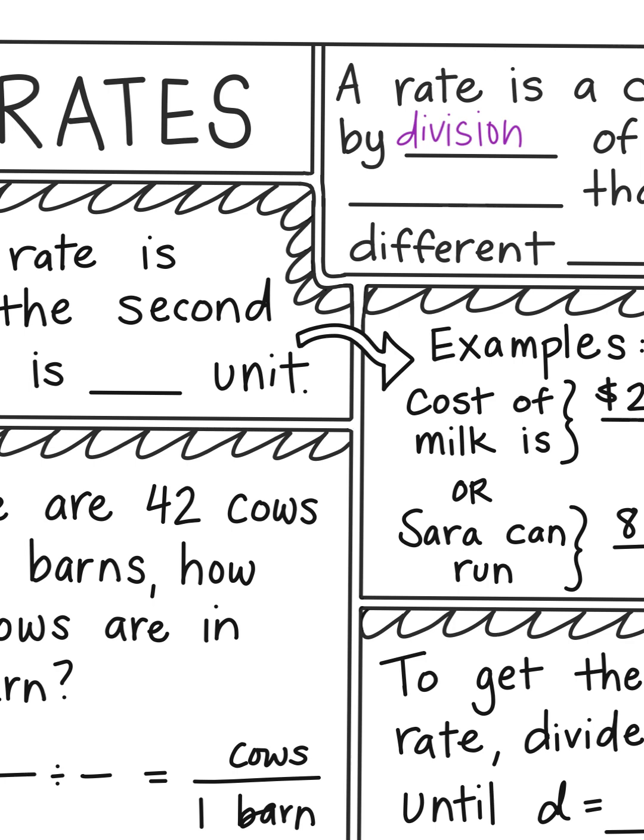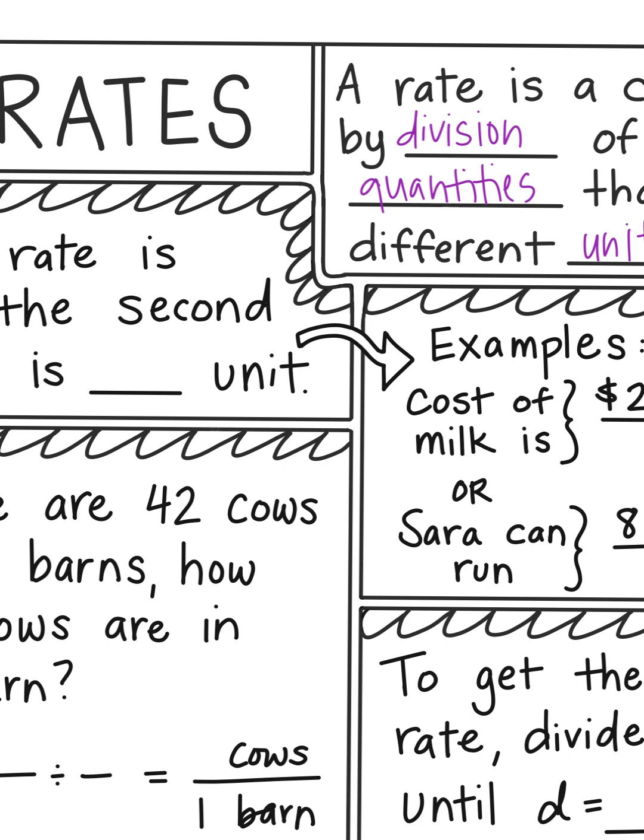Okay, and what is the definition of a rate? A rate is a comparison by division. So far, that's what we have. So they're very similar. Of two quantities. Oh my goodness, it's almost the same thing. That have different units. That's where our difference comes in.